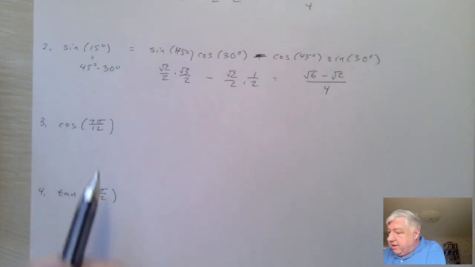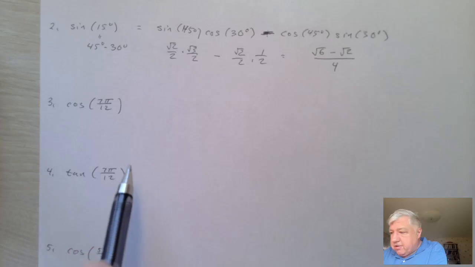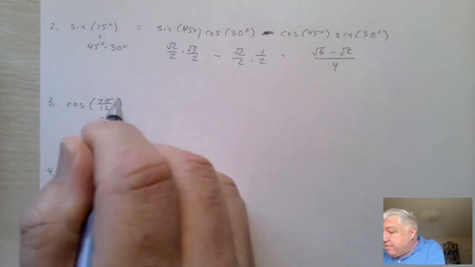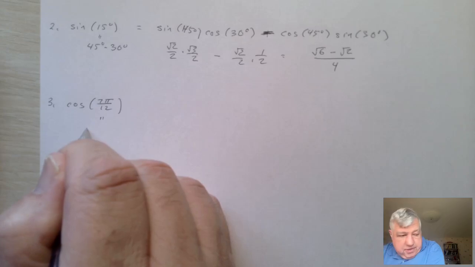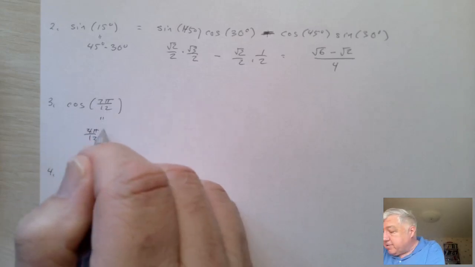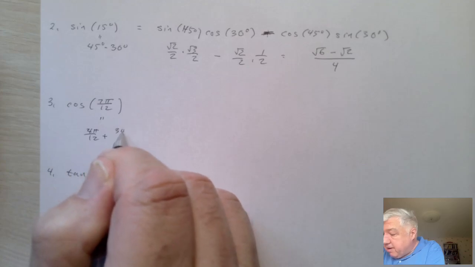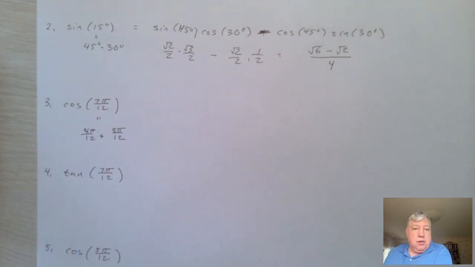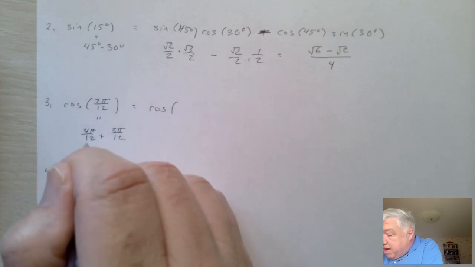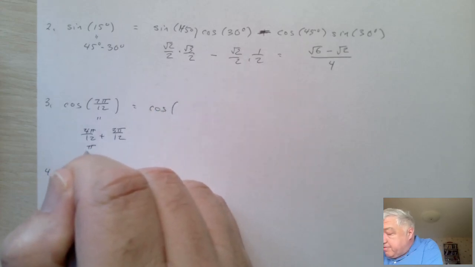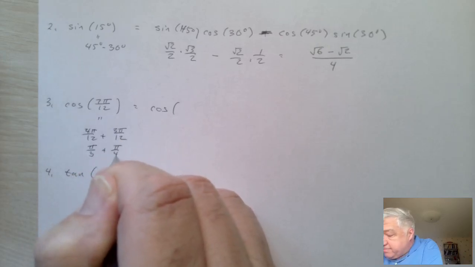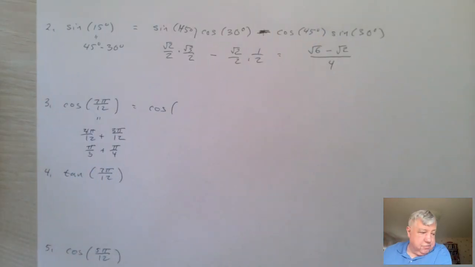The cosine of 7 pi over 12, let's go to radians. I think we can really see that. 7 pi over 12 is 4 pi over 12 plus 3 pi over 12. So this is going to be the cosine of 4 pi over 12, which by the way reduces to pi over 3, and 3 pi over 12 is pi over 4. So these are the two angles we use.